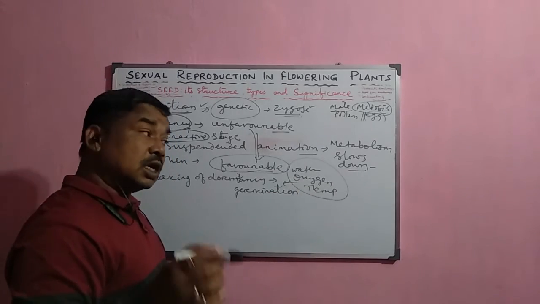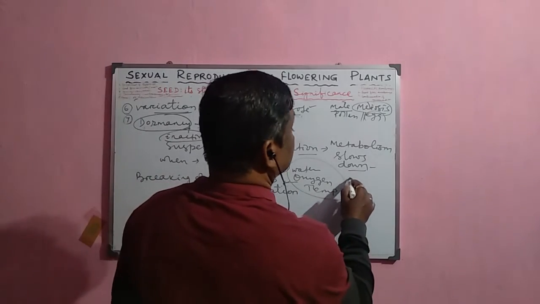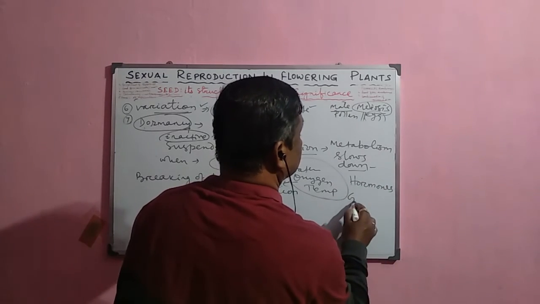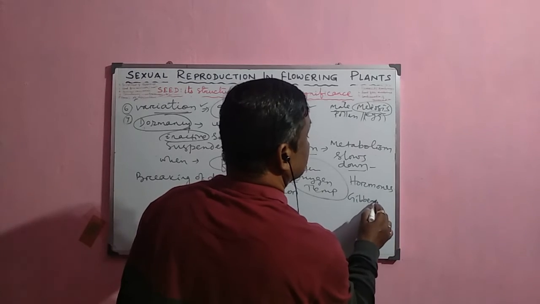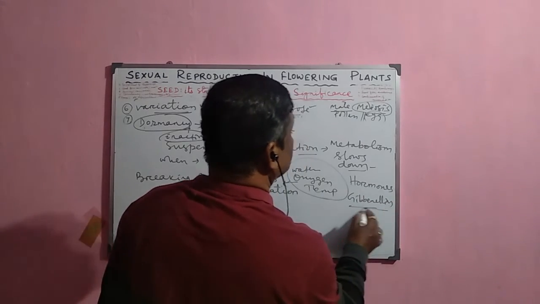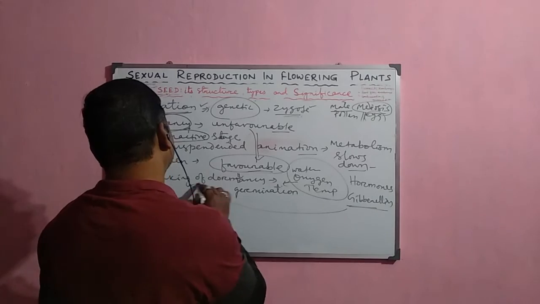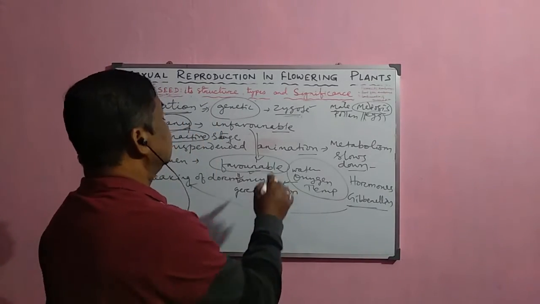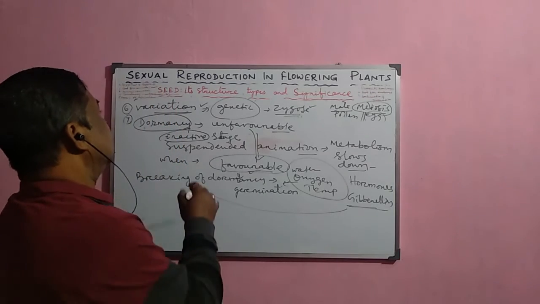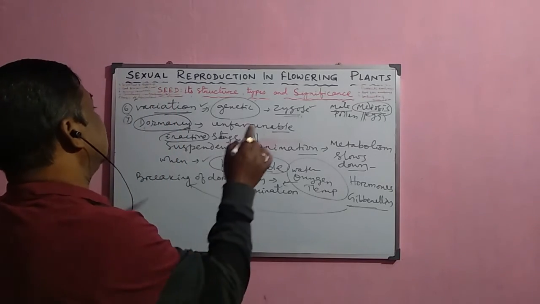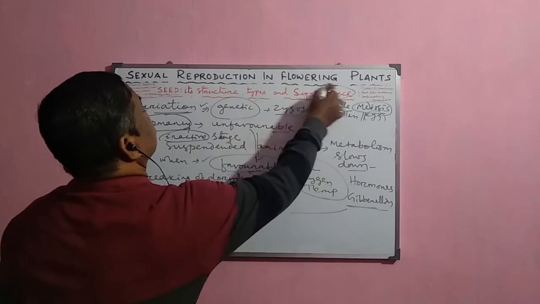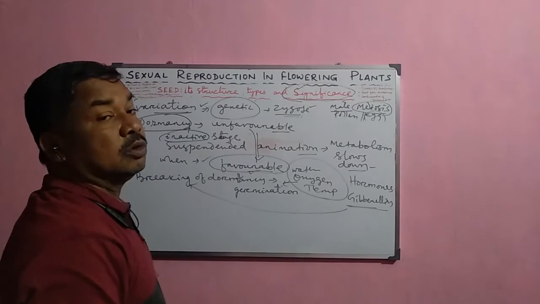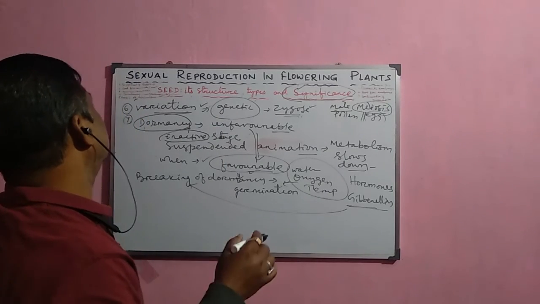And when these conditions are available, and most importantly, there are some hormones like gibberellin. Hormones like gibberellin help in breaking the dormancy. And when the dormancy breaks, then only the germination starts. And that is why this dormancy process is another important significance of the seed. By this process, it protects the embryo during the unfavorable conditions.